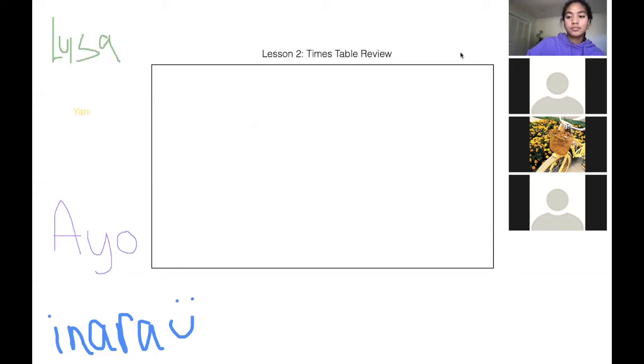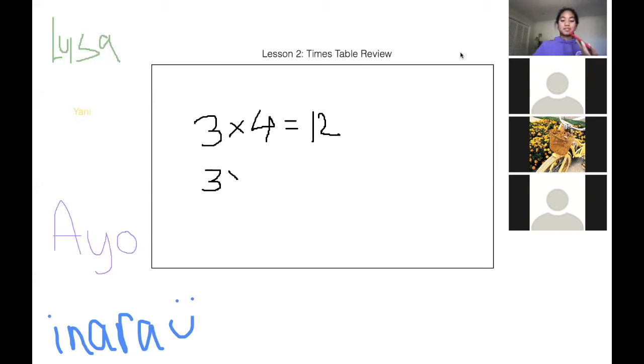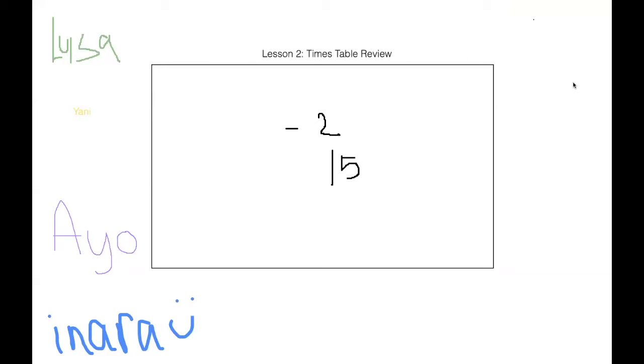And for the second rule, multiples of 3 always have the digits add up to 3, 6, or 9. So for example, if you go 3 times 4, that equals 12. And 1 plus 2 equals 3. Or if you go 3 times 5, that would equal 15. And the digits of 15, 1 plus 5, would equal 6. And that applies to every multiple of 3.